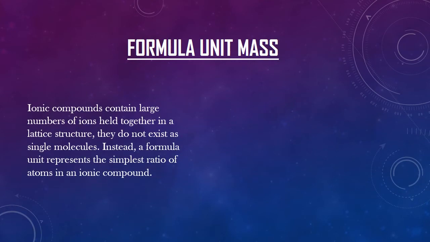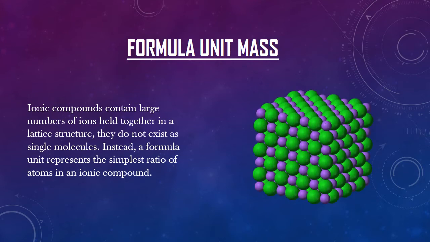Formula unit mass. The calculation of formula unit mass is the same as we calculate molecular mass. Only the term is different. Now, why is the term different? Term is different because when we have ionic compounds, we have many ions which are tightly packed. We don't have individual molecules. We have many ions present together.